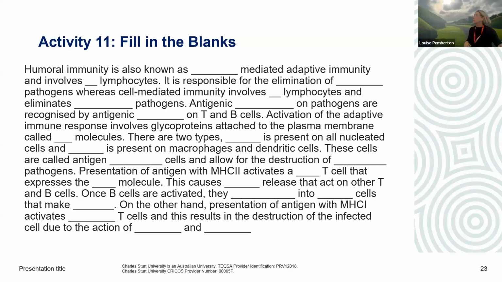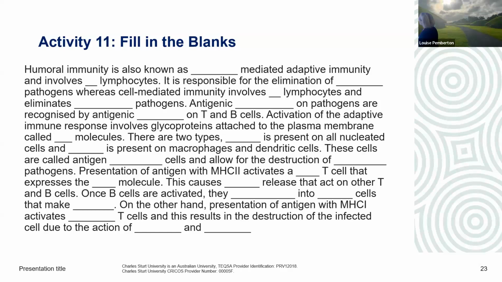All right, let's do this one together. Humoral immunity is also known as what? Antibody-mediated adaptive immunity, and it involves B lymphocytes. It is responsible for the elimination of extracellular pathogens. Fantastic, because antibodies are in the blood. Yes, they have to be extracellular pathogens. Whereas cell-mediated immunity involves T lymphocytes and eliminates intracellular pathogens.